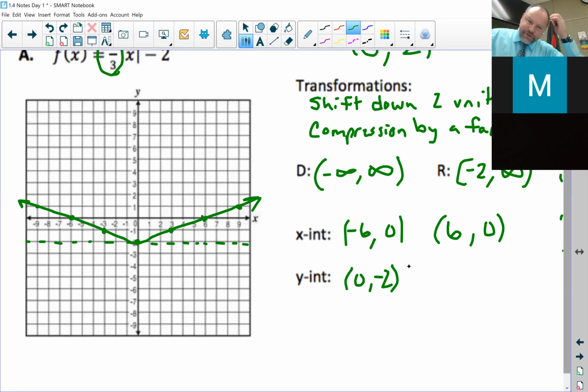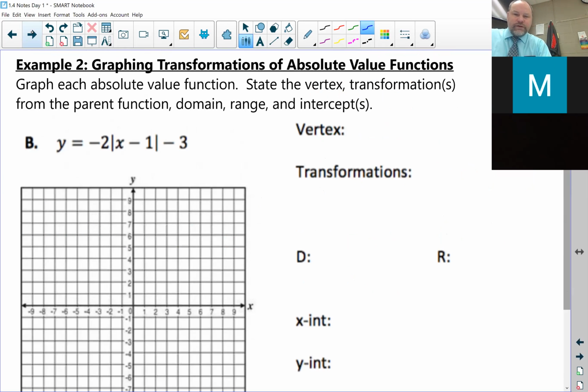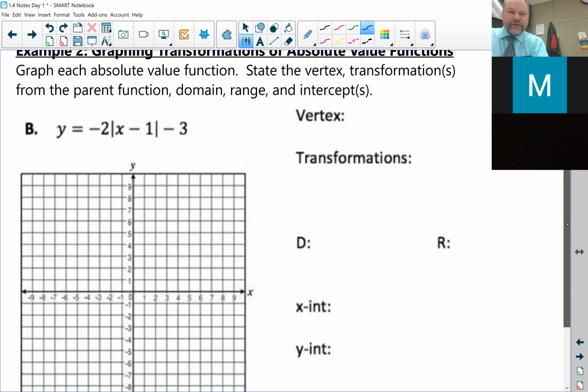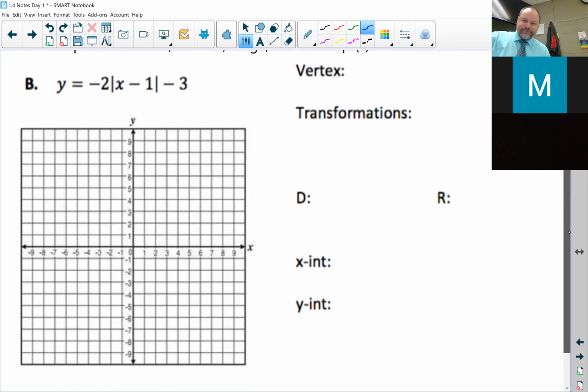All right, so that one changed a little bit. We put a number out in front. We called that A at the beginning. So we had A, and A was not 1. All right. Here we go again. So same directions. Graph, state the vertex, transformations, find the domain, the range, and the intercepts.